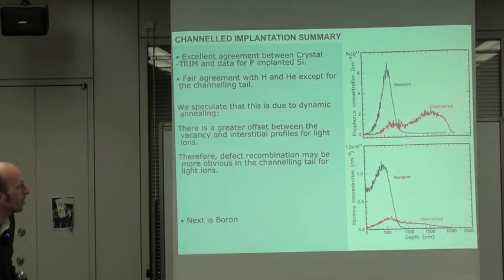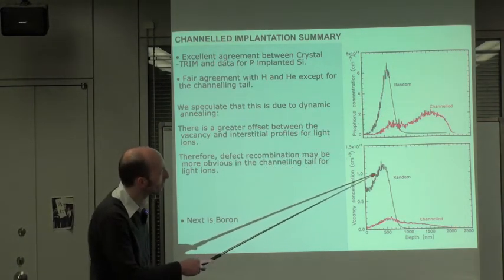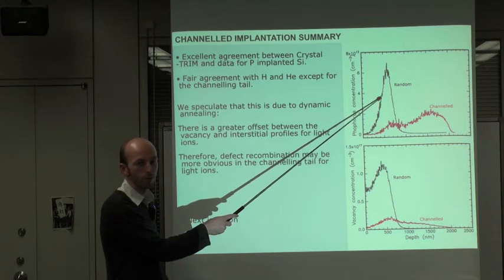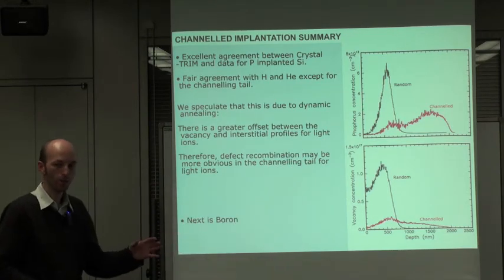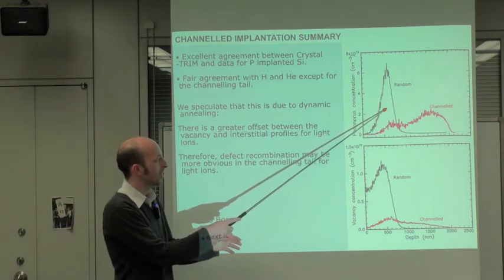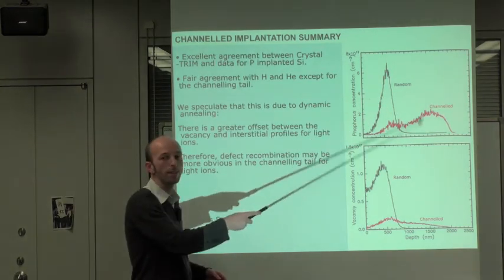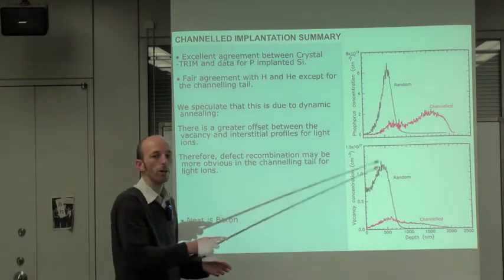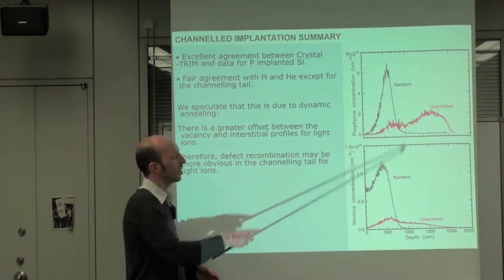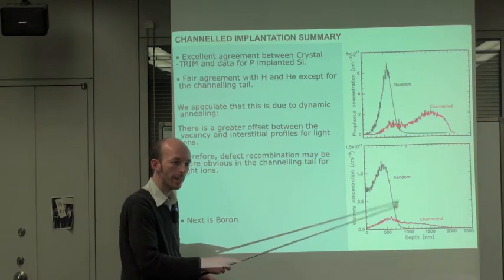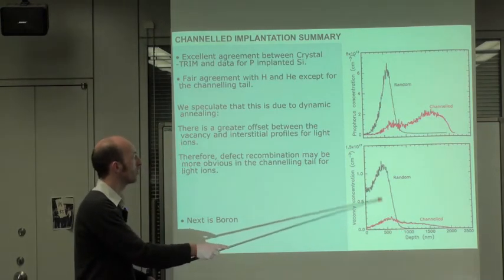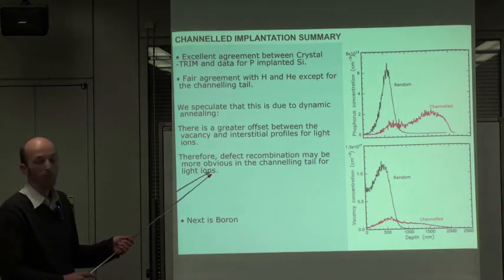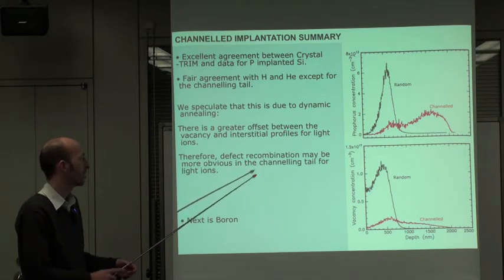So when you implant phosphorus, for example, the vacancy profile overlaps the interstitial profile. But if you implant a low mass ion, then the interstitial profile will be a lot deeper than the vacancy profile. There will be a greater offset. So if there's any recombination occurring, then it's more likely that the recombination would occur in the tail of the implanted vacancy profile. And so this is why we suspect that it's some dynamic annealing effect.